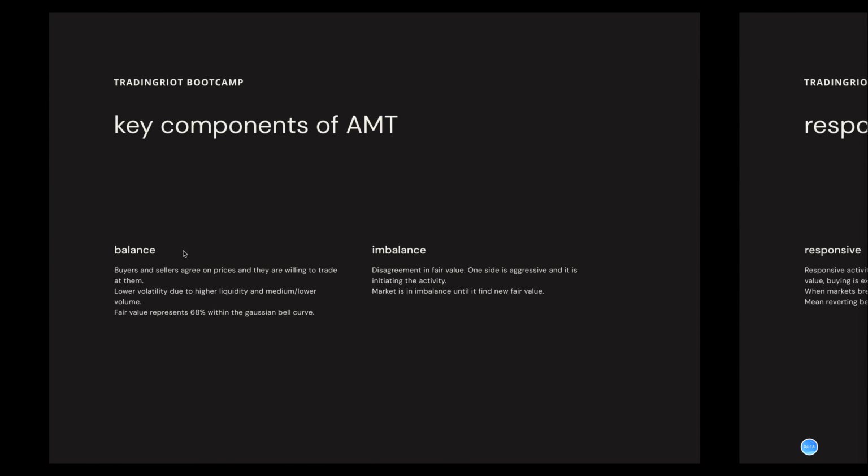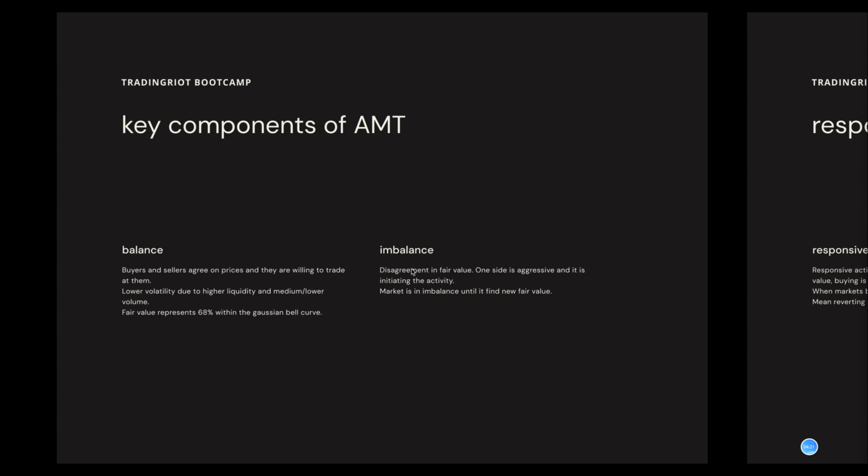Other components are obviously the balance and imbalance. This is something that I mentioned back when we were talking about the market environments. This is just another term for trends and ranges. Balance is where buyers and sellers agree on prices and they are willing to trade at them. So the market is stuck in some sort of range, and it will just be mean reverting towards any sort of mean you have plotted. Lower volatility due to the higher liquidity and medium to lower volumes. The fair value represents 68% within the Gaussian bell curve, which was the thing we saw at the beginning.